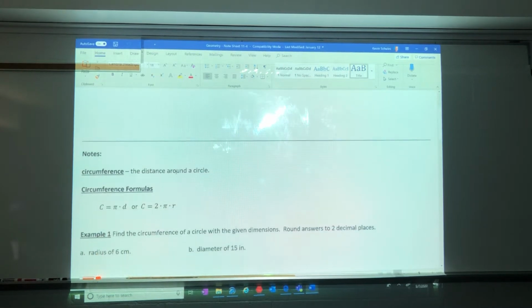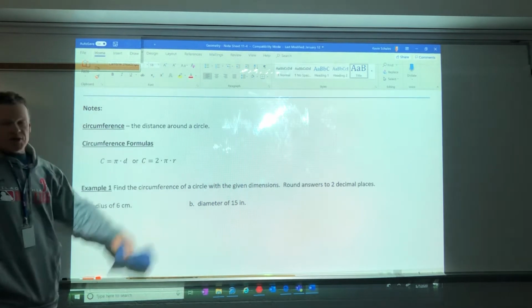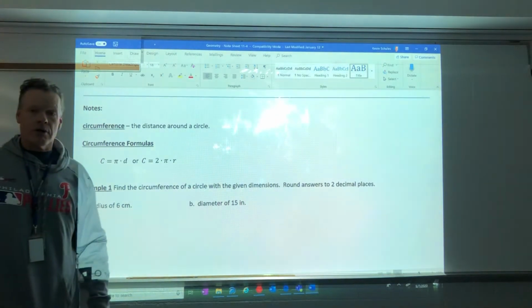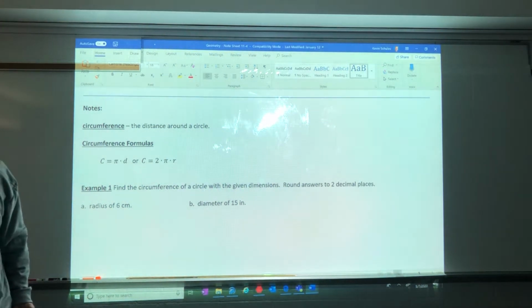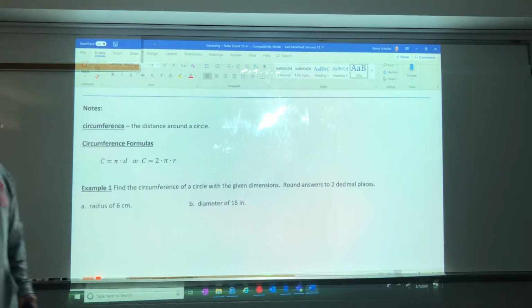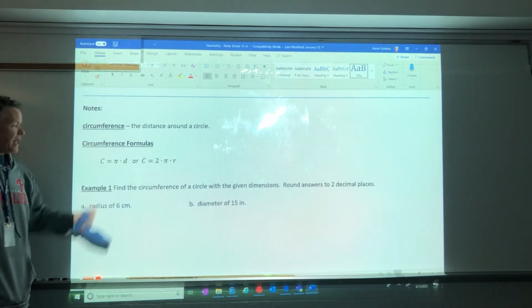In the last section, we looked at arcs and their relations to different angles that we have, whether it be central angles or inscribed angles. The circumference is going to be the distance around the circle. Okay, it's almost like if you had the distance around a square, a rectangle, that would be the perimeter. Circumference is the distance around the circle. And sometimes you see the formula for circumference as pi times diameter.